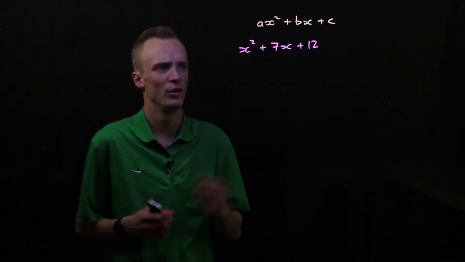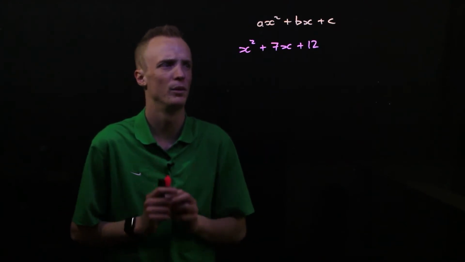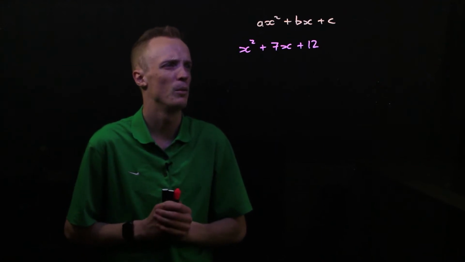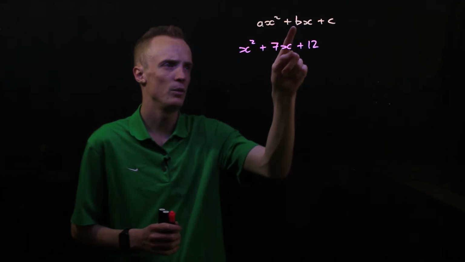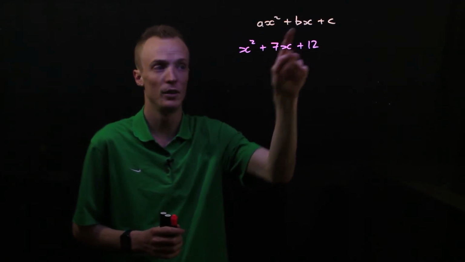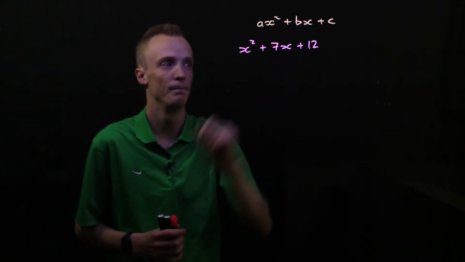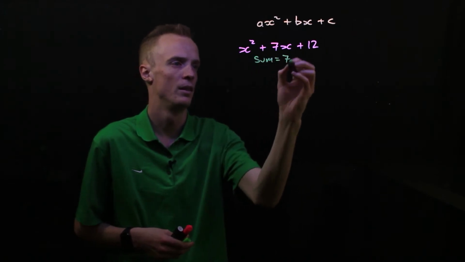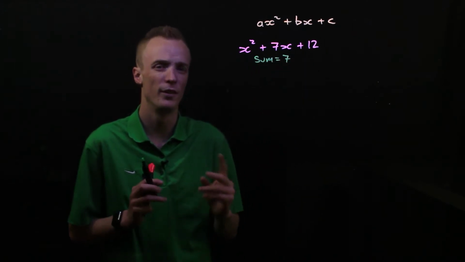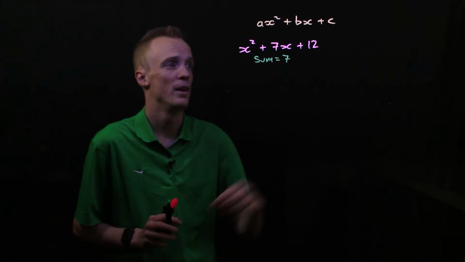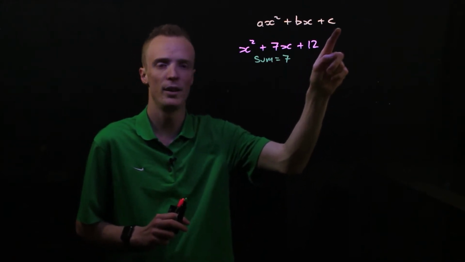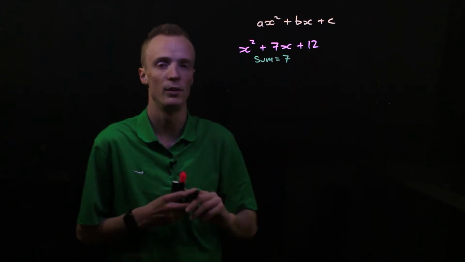And what we're actually looking to do is find two numbers that when we take the sum of them, or add them together, they'll equal what our b value is. In this problem, it's positive 7. And we're looking for the same two numbers that when we multiply them together, or take the product of them, they'll equal our constant value, or our c value, which in this problem is 12.